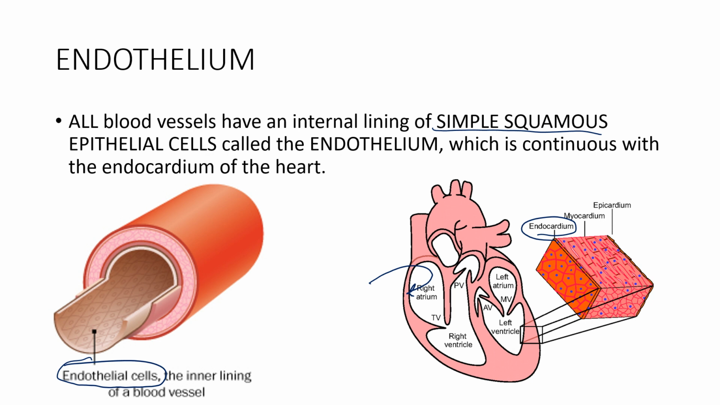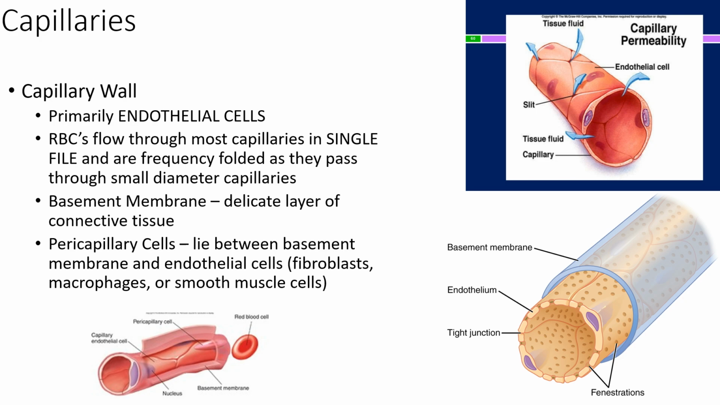So the endothelium of the heart is continuous with the endothelium of the blood vessels, which makes sense, seeing as how blood vessels come off the heart. That kind of makes sense.